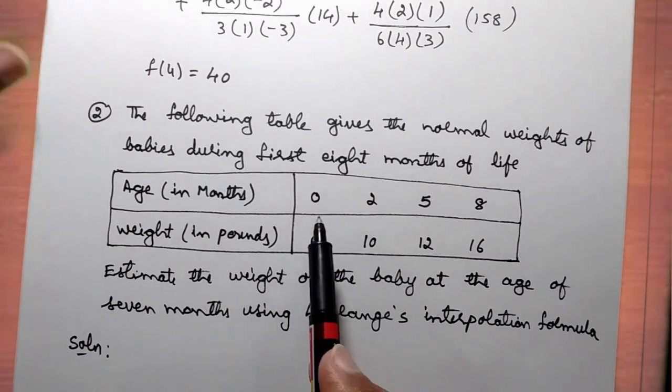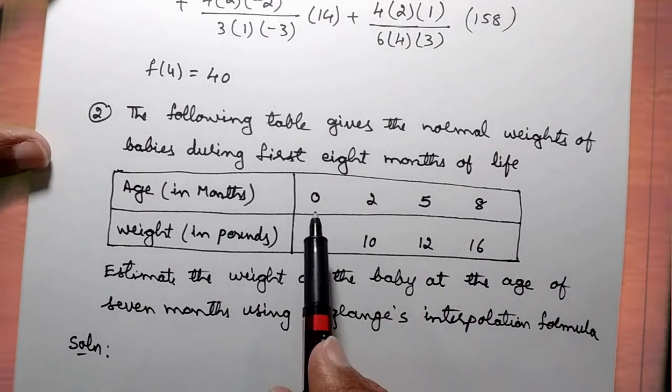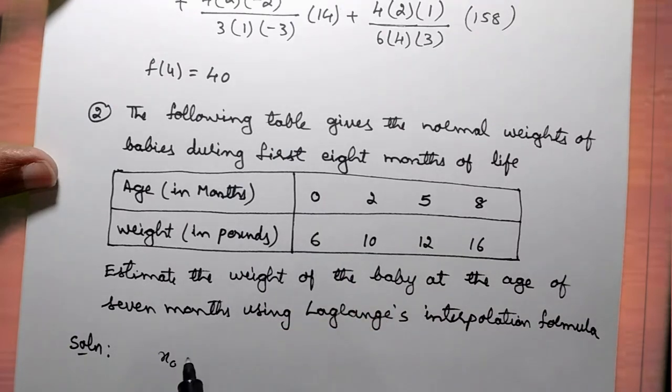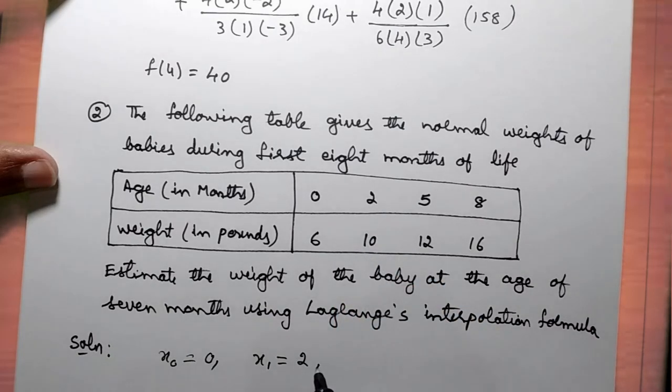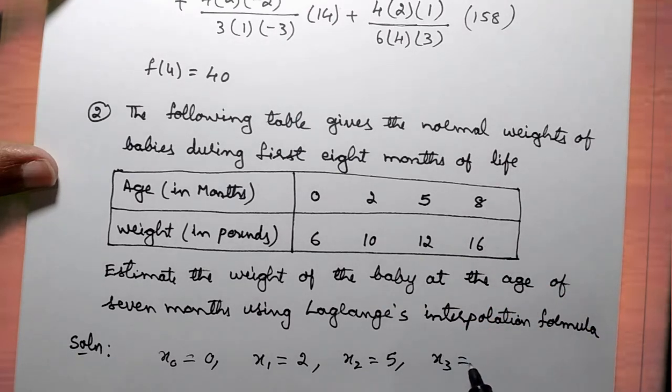But here you have to take the initial values given, 0, 2, and so on, as x values. So what x values do you have? Just take the first value as x naught. X naught will be 0. Next will be your x1 value. X1 value will be 2. Next value will be x2. X2 value will be 5. Then x3 value will be 8.